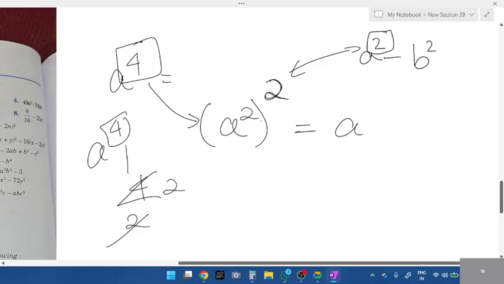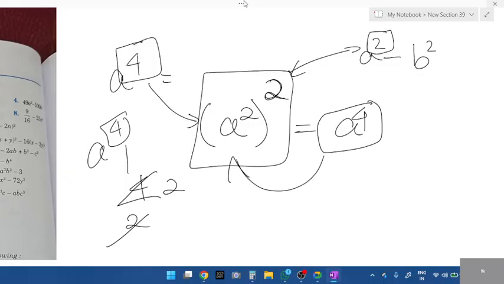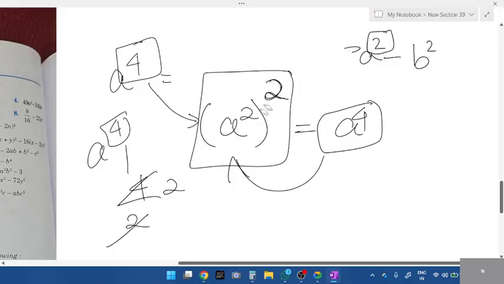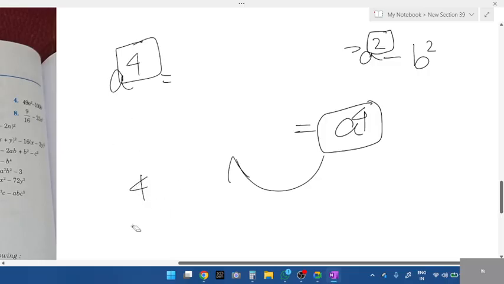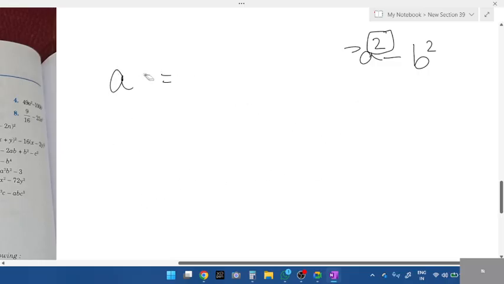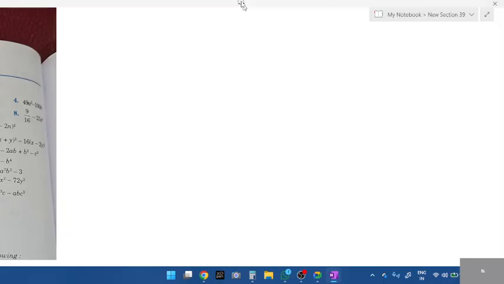Now when you open the bracket, what do you get? 2 into 2 is 4. This is the actual question, but we write it in this way, in order to use A square minus B square. In order to use which concept? In order to use A square minus B square.